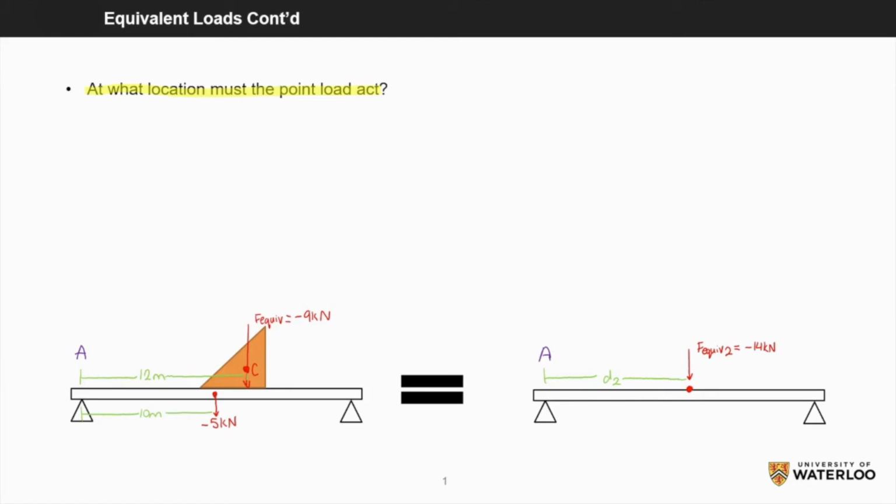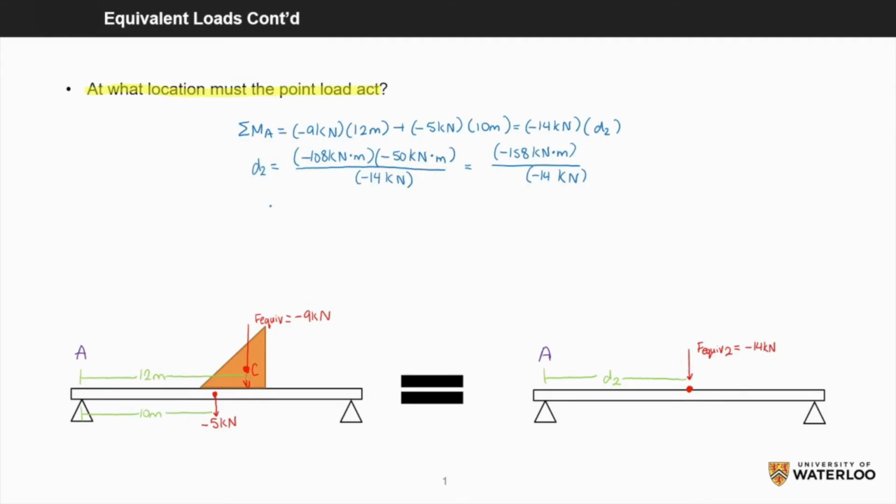Different from before, this time we will be using conservation of momentum or balance of moments equation. We need to add together the moment produced by the DL about point A, which is -9 kilonewtons times 12 meters, from the calculations previously, with the moment produced by the weight of the beam itself about point A, which is -5 kilonewtons times 10 meters, where 10 meters is half the length of the entire beam. We will set this equal to -14 kilonewtons, the new point load, times the unknown distance, which we will call d2. Rearranging this equation, we get an answer of 11.3 meters.